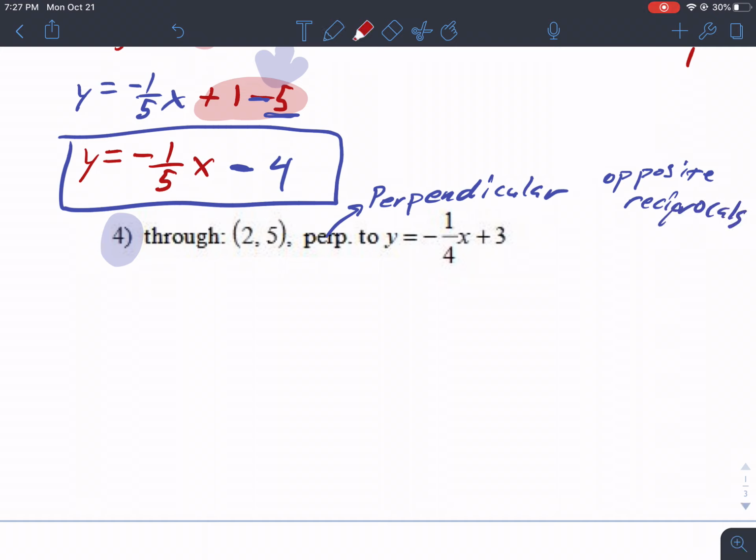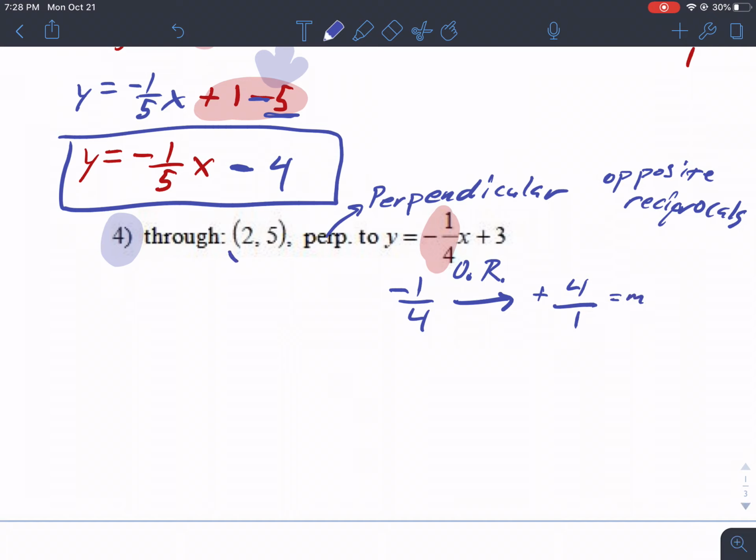For it to be opposite reciprocals, we need to look at our equation. That's our slope. That means our slope is negative 1/4, but we want the opposite reciprocal of it. So our opposite reciprocal of negative 1/4 is going to be a positive number, and you're going to flip those numbers. That 1/4 is now going to be 4/1. So that's our new slope now.